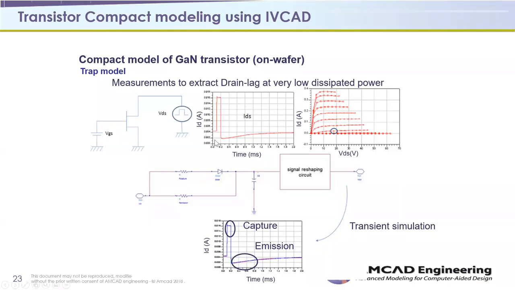So for example, here, to check for the capture and emission time, what we do is we have a short pulse, but you see the level of the current is quite low. The reason for that is we don't want to excite the thermal effects. So we want to keep the device very cool. VGS is constant and we pulse only VD.